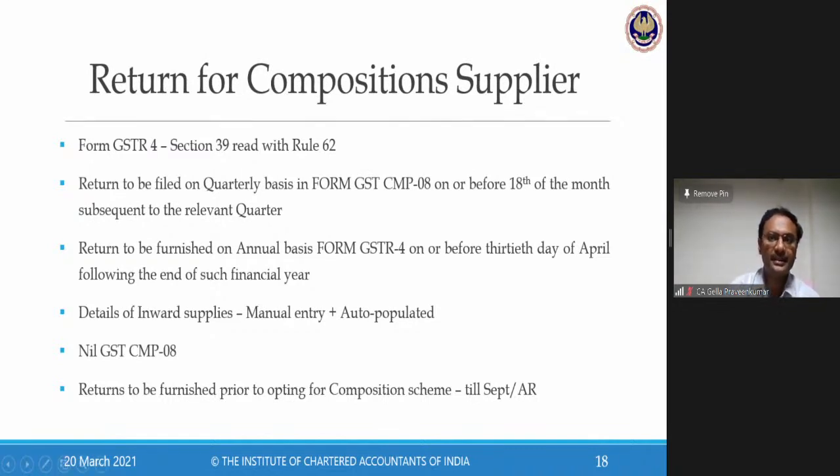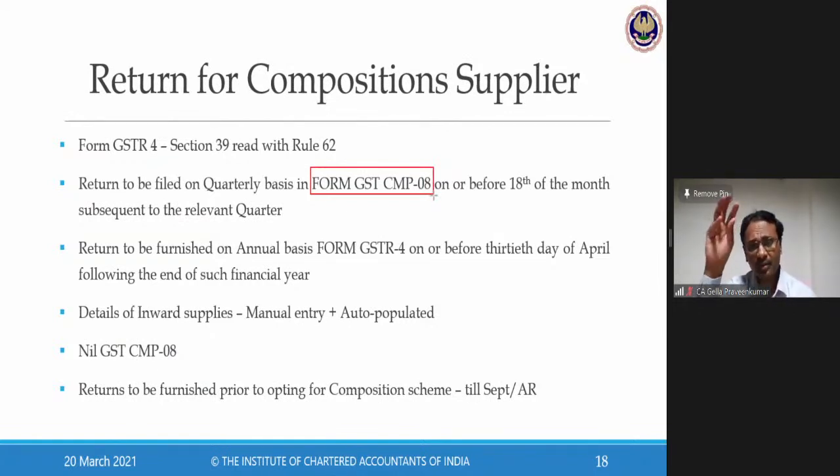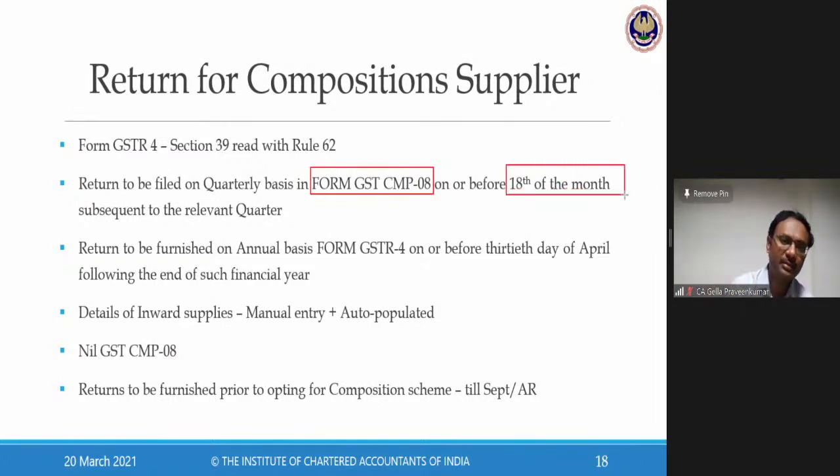Let me do the annotation here. My quarterly form called CMP08, a very simple form. Your monthly supplies, whatever monthly supplies there are, on that CGST, SGST, 1%, 2%, 5%. Then inward supply on which RCM is payable, on which you have to pay tax. As a composition dealer, you cannot take ITC. So you will just show your outward details and your inward supply, and pay tax through the cash ledger. And this composition return is on or before the 18th of the subsequent month of the quarter.